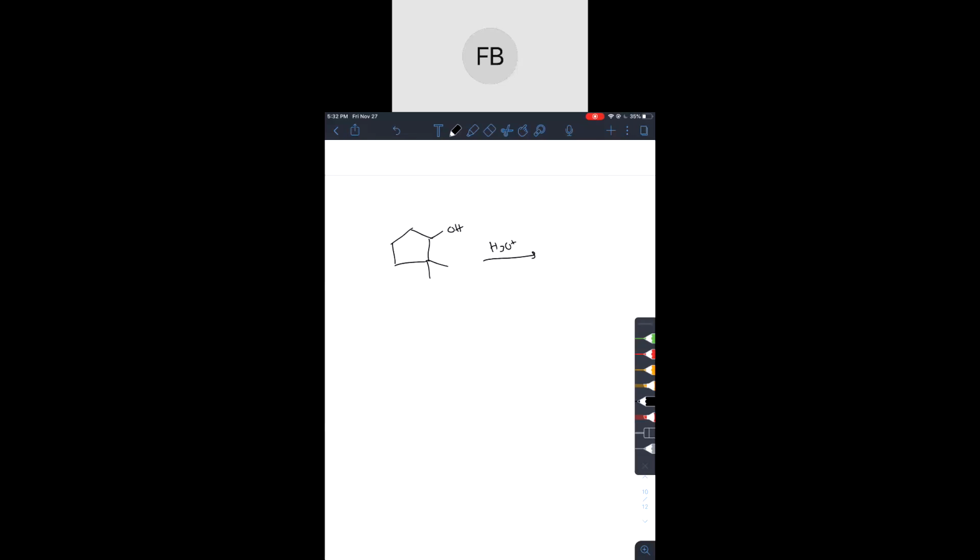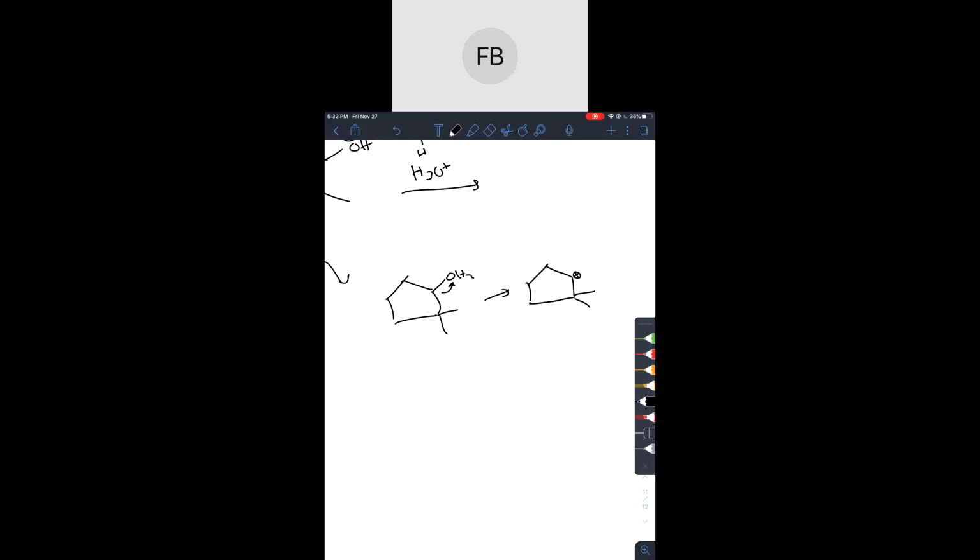So if we envision what happens, right? First, it would help to know the mechanism. The lone pair from here comes out, attacks that hydrogen. This goes onto here. So then we're left with this pentane, but there's an H2O on it. H2O is a good leaving group, so it's going to leave. And what we get is a carbocation. Now, this is the part where the rearrangement might happen. Carbocations like to rearrange if there's a possible better place for it that's more stable. So what's going to happen is that this is going to shift over.